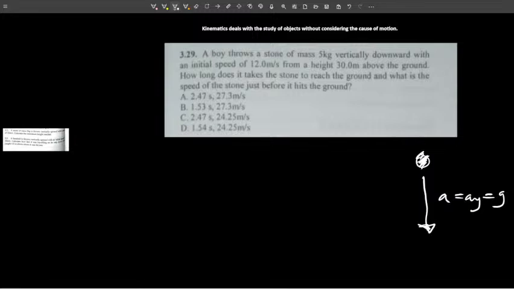What else did they say? The stone was thrown downward with a speed of 12.0 meters per second, so V naught y is 12.0 meters per second, because it's in the y direction, from a height of 30 meters to the ground. So y is 30 meters. Distances can be x or y, but in this case we're working in the y direction, which is why I used y above the ground. How long does it take the stone to reach the ground?